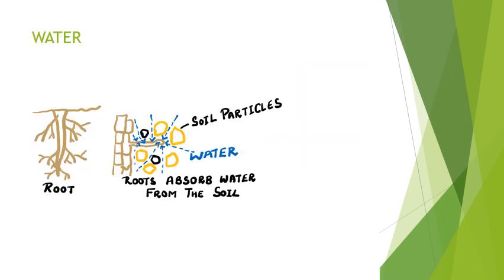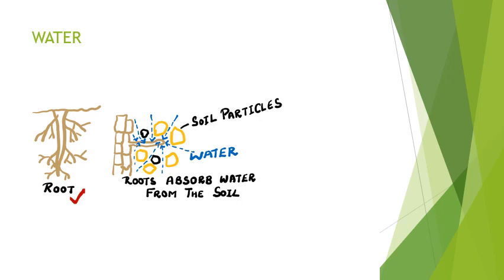The other component for photosynthesis is water. And you know that water is absorbed by which part of the plant? Yes, it is absorbed by the roots. Roots are deeply seated into the soil and they perform the function of absorption of water from the soil.